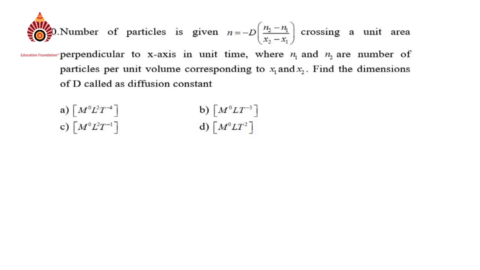Moving on to the next question. The number of particles is given, n is equal to minus D times n2 minus n1 divided by x2 minus x1, crossing a unit area perpendicular to x-axis in a unit time, where n1 and n2 are number of particles per unit volume corresponding to x1 and x2. Find the dimensions of D, called the diffusion constant.